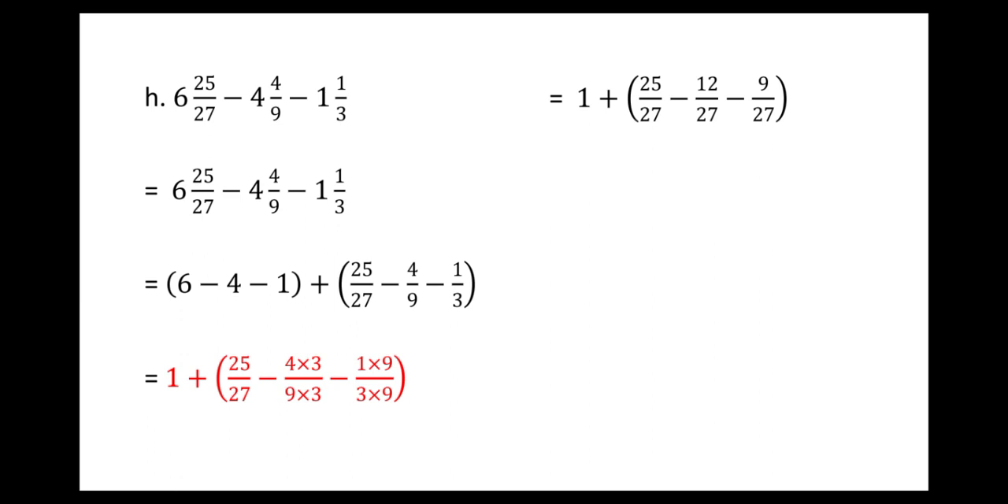Now here you can check that the denominators are the same. So now we only subtract the numerators. 25 minus 12 minus 9. So after the subtraction, we get 4. So 4 by 27. So now we write together the whole part and the fractional part. So when we write together, we get 1 whole 4 upon 27. So this is the answer.